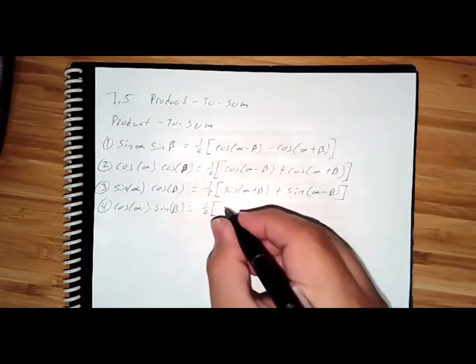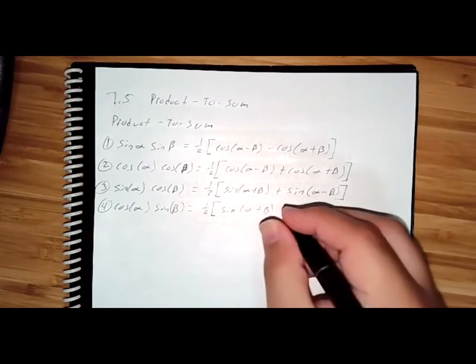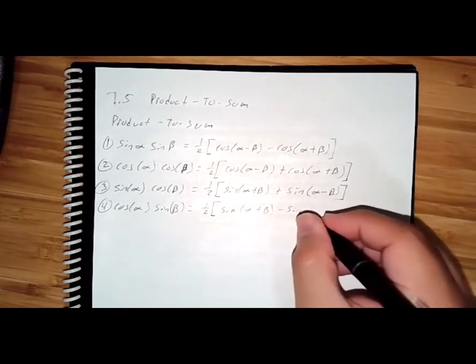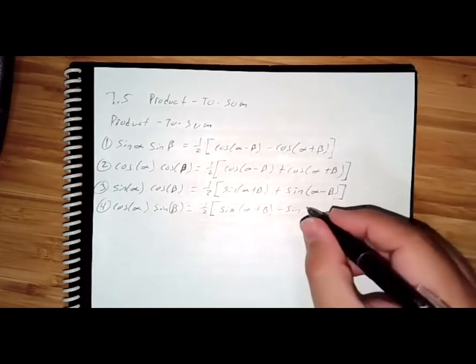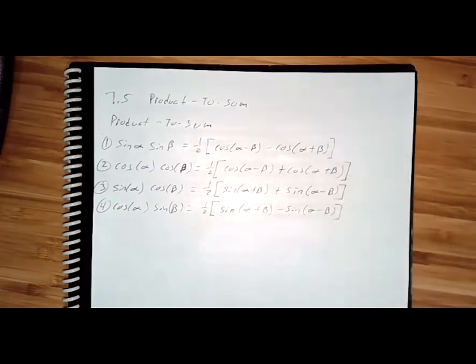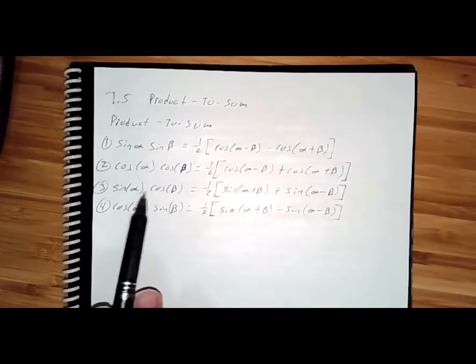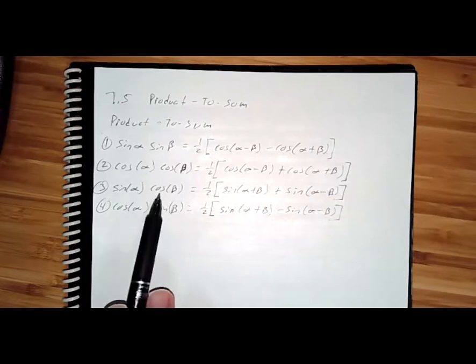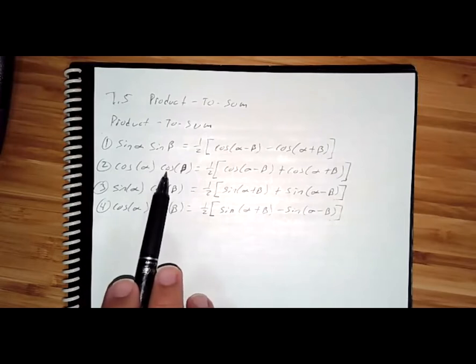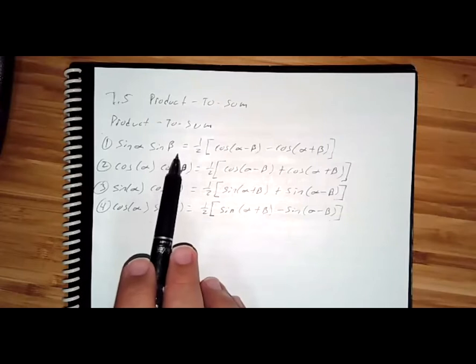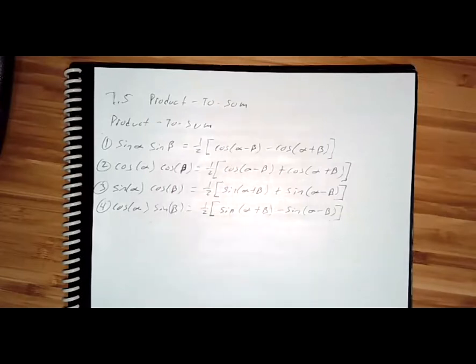Okay, that'll be 1/2 sine of alpha plus beta minus sine of alpha minus beta. Okay, we're good. Sorry about that.